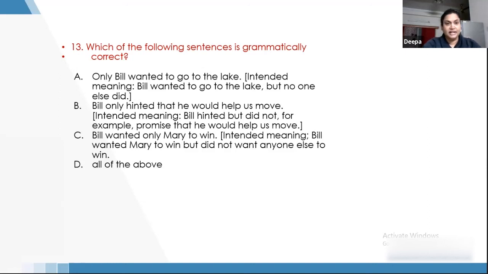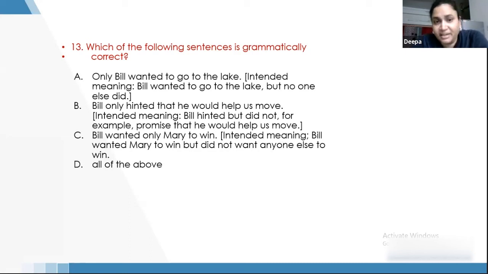All of the above is the right answer. None of them are grammatically correct. Let me show you how. Only Bill wanted to go to the lake. Here, Bill only wanted to go to the lake. Or, that does not make sense. Bill only hinted that he would help us move. This also does not make sense.